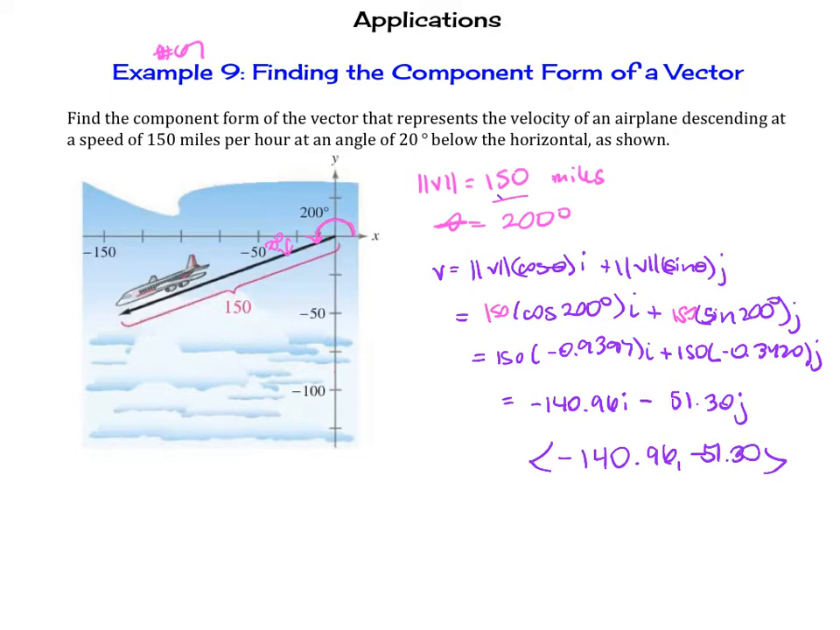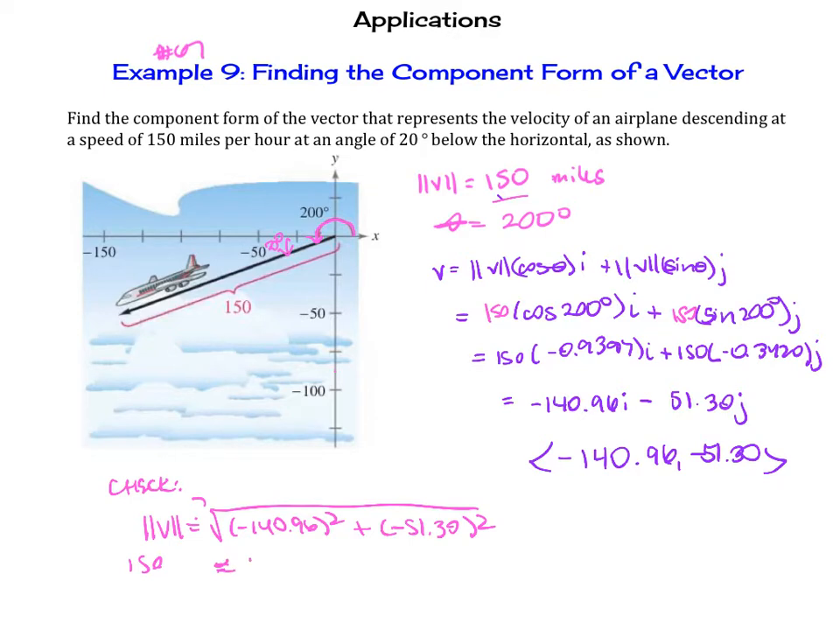Now we could check. Just remember how we can do a check. The magnitude of v should be 150. We want to see if it equals 150. Is that true? You plug it in: negative 140.96 squared plus negative 51.30 squared, and if you plug it in your calculator, that is approximately 150. So that is correct, right? They gave us the magnitude, and we want to make sure that is true. But here's the answer.